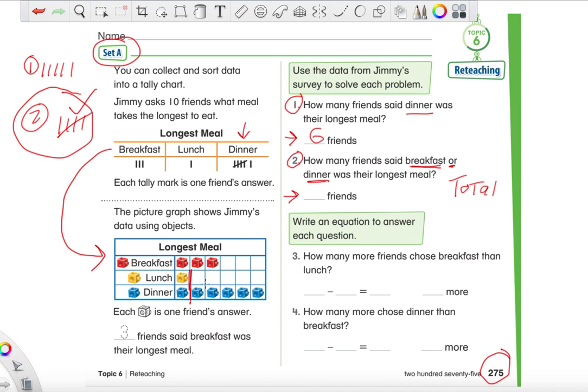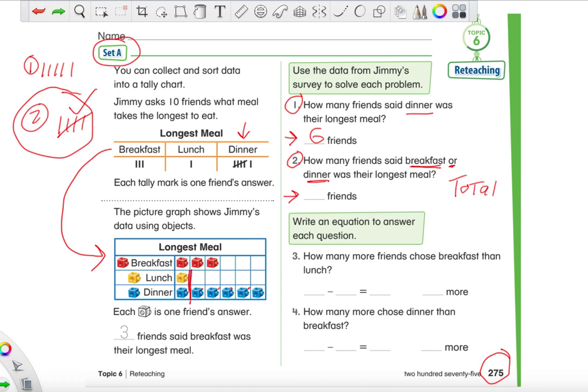So if I was asking you how many more friends voted for dinner than lunch, I would just draw that little imaginary line after that one yellow block, because that's the shortest one, right? And just count all the blue ones afterwards. 1, 2, 3, 4, and 5. So there is 5 more. Now, if it was worded differently by saying how many fewer friends picked lunch than dinner, you're going to do it the exact same way, and you would have the same answer. It's still 5 no matter what.